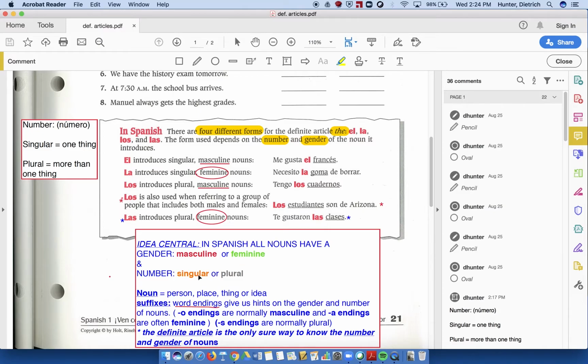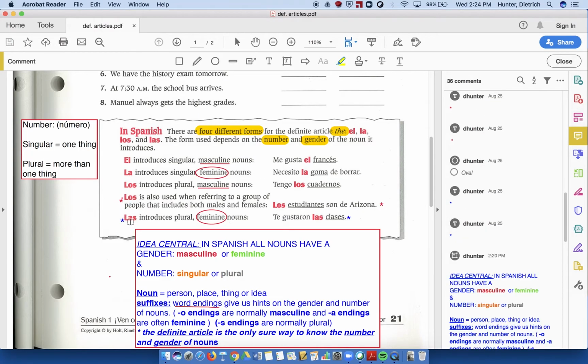When we think number, we want to think singular or plural. El and la are both singular. French being one language, goma being one eraser. Right? Los and las refers to the idea that you're talking about more than one person, place, thing, or idea. Los cuadernos means the notebooks. Los estudiantes or las clases, los estudiantes, the students.